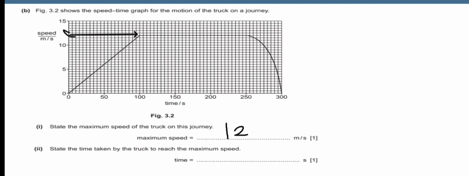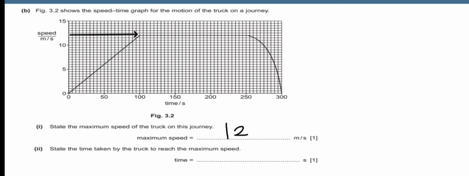That is how they are counting the numbers. Two small lines represent 1. So when you move from 10, you need to count two small lines so that you have 11, then also two small lines so that you have 12.